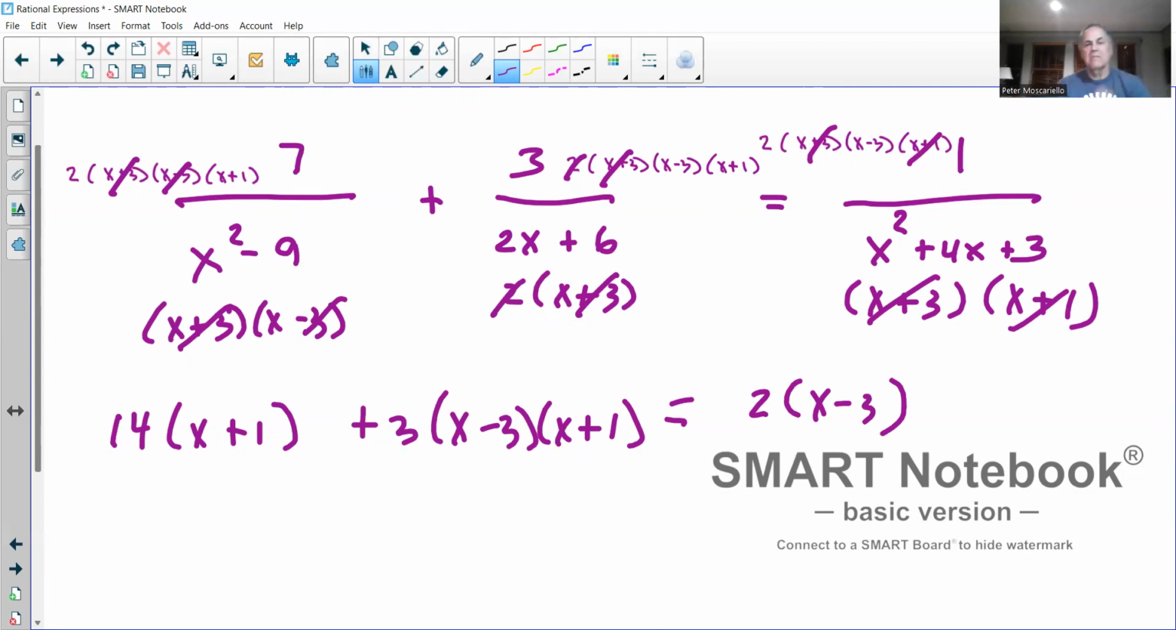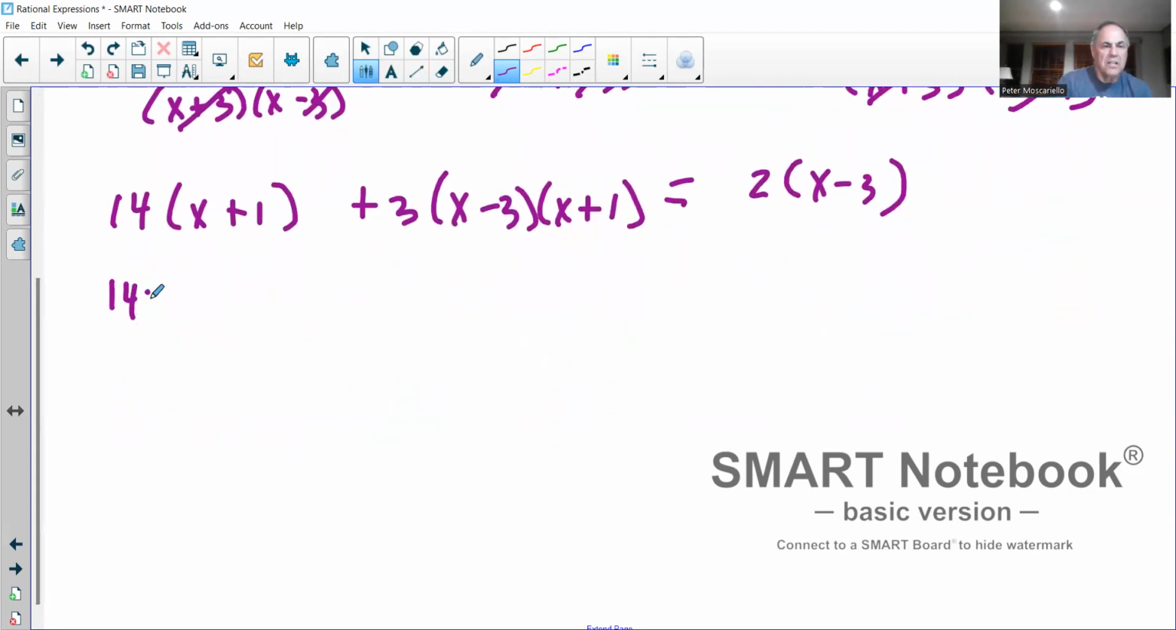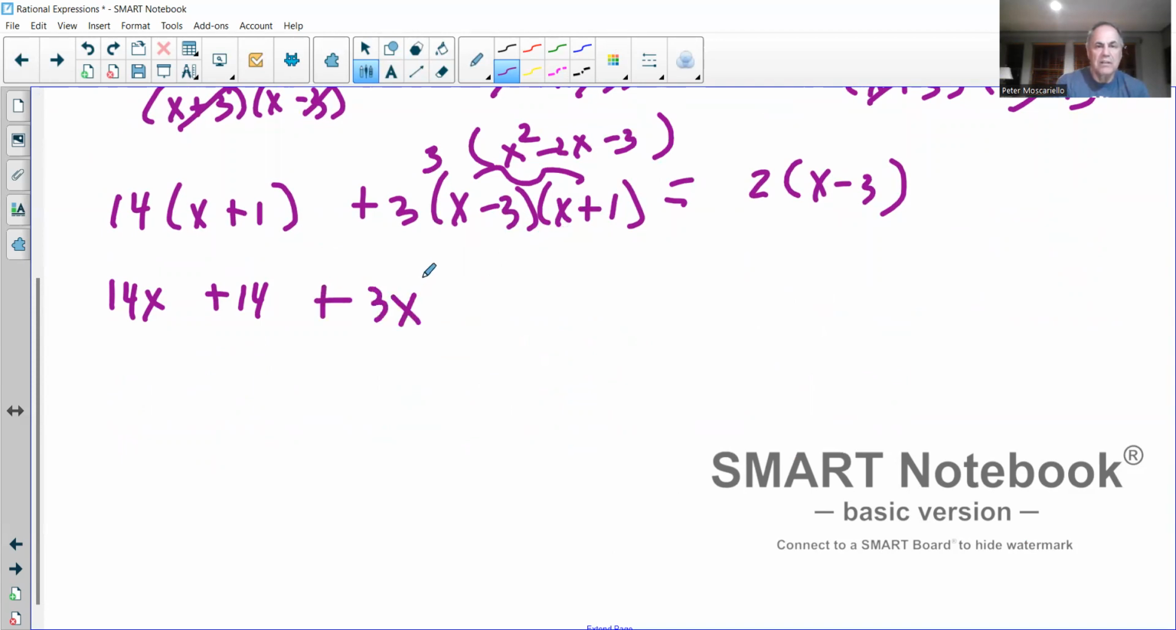All right. Now I get to the step where we multiply, which might be a FOIL or distributive. 14x plus 14. Here I'm going to FOIL this first. I'll get x squared minus 2x minus 3 once it's all said and done. Now times this 3. So 3x squared minus 6x minus 9. And over here it's 2x minus 6.